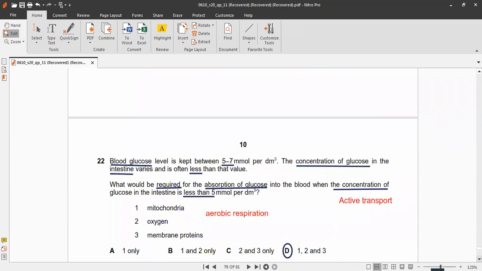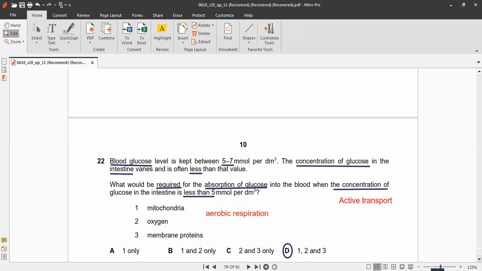Blood glucose level is kept between 5 and 7 mmol per cubic decimeter. The concentration of glucose in the intestine varies and is often less than this value. What would be required for the absorption of glucose into the blood? Again, when the concentration of glucose in the intestine is less than 5 mmol per cubic decimeter, yes, we need active transport from lower concentration to higher concentration.